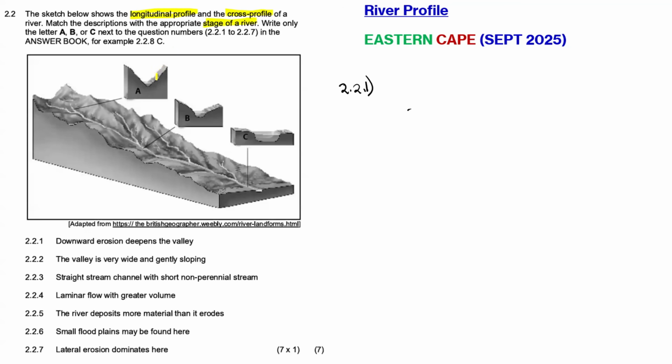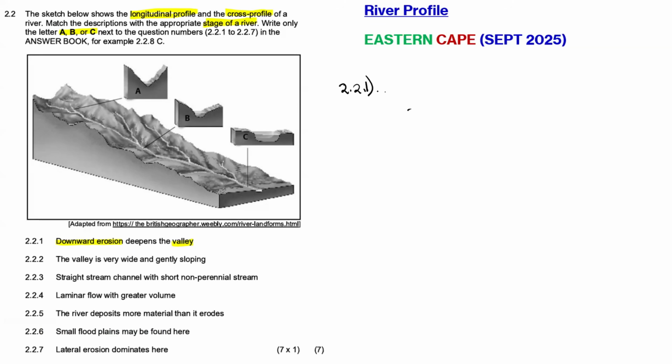Remember, guys, we have 3 stages or 3 courses of a river: upper course, middle course, lower course. You write only the letter A, B, C next to the question numbers, and so forth. All right, so let's do that. 2.2.1 says downward erosion. Downward erosion deepens the valley. So which stage is that? Because they say you should match this with the correct stage. Write the letter A, B, or C.